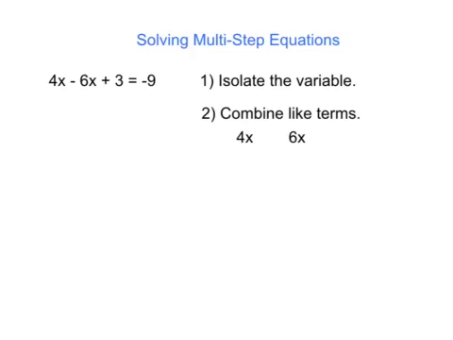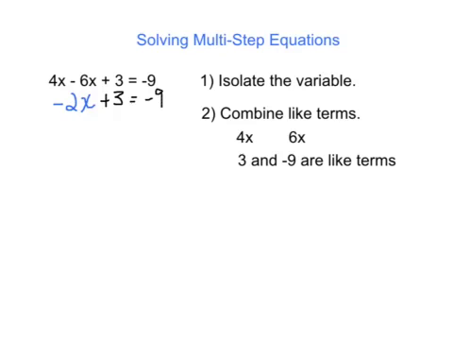4x and 6x are like terms. Similarly, 3 and a negative 9 are like terms. Let's begin by simplifying the 4x take away 6x. Those are like terms that can be combined. 4x take away 6x gives me a negative 2x. I'm going to keep what's left in the equation, plus 3 is equal to a negative 9. I'm trying to do this step by step.